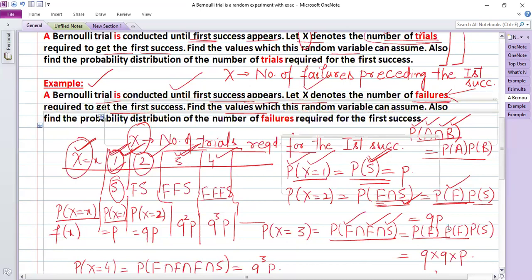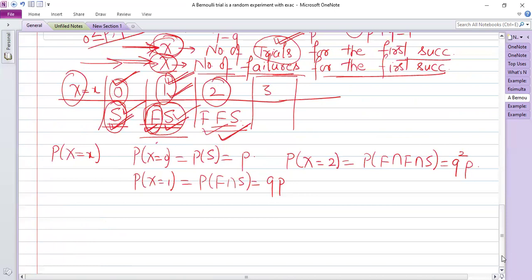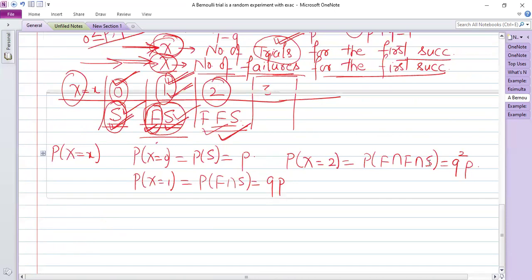Ultimately the probabilities will be the same. The only difference is the values of the random variable. For the first case, the random variable starts taking values from 1, but for the second example, the random variable starts taking values from 0.